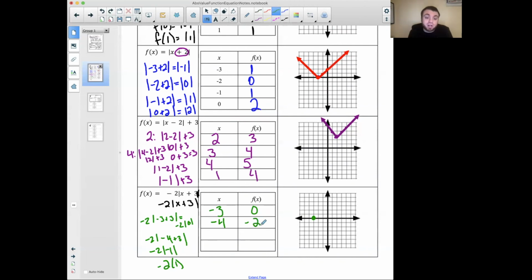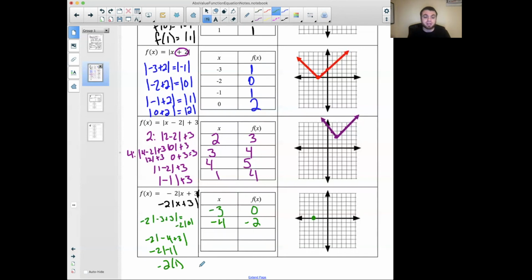Now, if you didn't plug in -4 right away, that's okay. But notice what I'm doing: I'm plugging in numbers that are close to the vertex. So I'm going to go 1 to the right of the vertex, 1 to the left of the vertex. You don't have to plug in that many points, because once you have a couple and the vertex, you can go from there. And that's what makes the vertex all the more important.